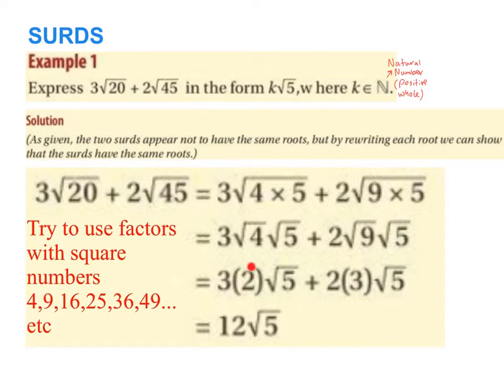So the square root of 4 is going to be 2. And the square root of 9 is going to be 3. And since the 3 and the root 4 were stuck together, we know we have to multiply the 3 by the 2 to get 6. And since the 2 and the root 9 were stuck together, we know we have to multiply the 2 by the 3 to also get 6. And 6 plus 6 is 12, so this gives us 12 root 5.